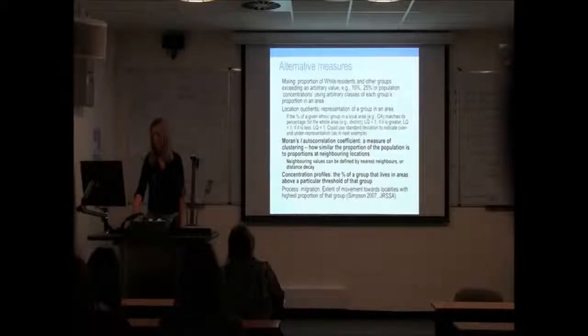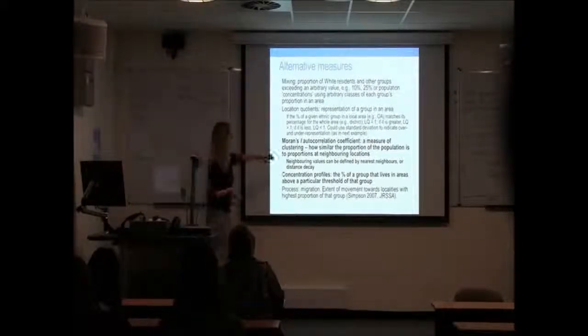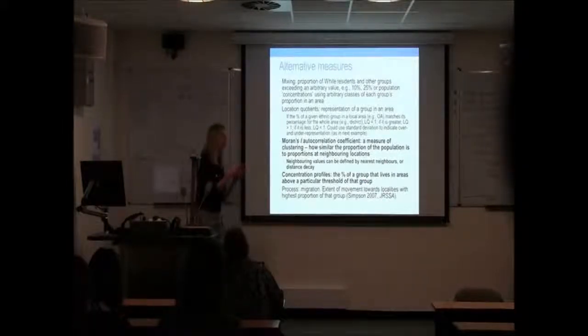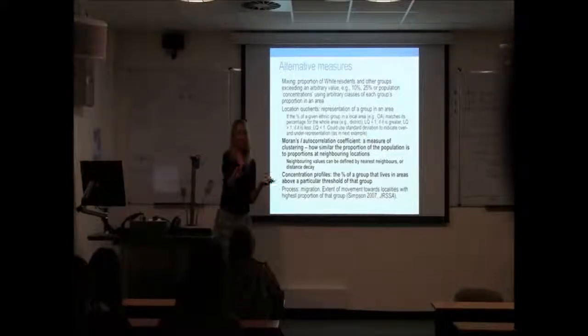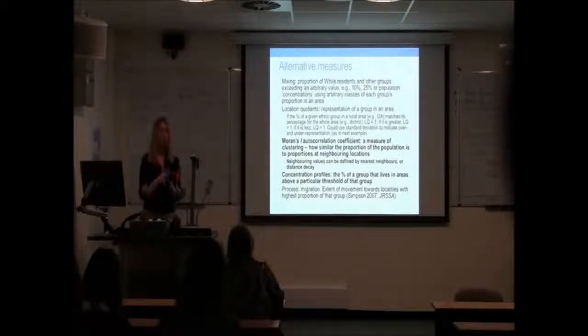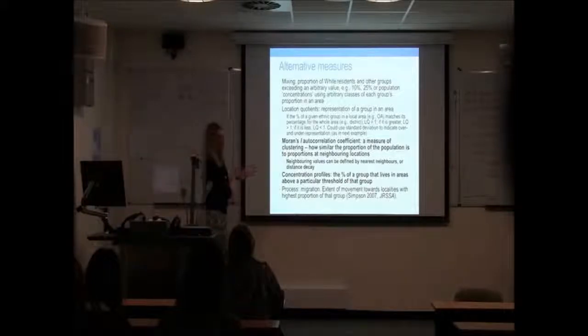Okay, so we've dealt with mixing, we've dealt with location quotients. Moran's autocorrelation coefficient is really, really useful. It's a spatial measure, and it's a way of thinking about clustering, okay? What it does is think about how similar the proportion of the population is to the proportion of that group in its neighbouring locations, okay? And the neighbouring values, as I mentioned earlier, could be defined by nearest neighbours or by distance decay. And there are local versions of that as well that are really quite interesting. Again, that's maybe worth following up if you're interested in these ideas.